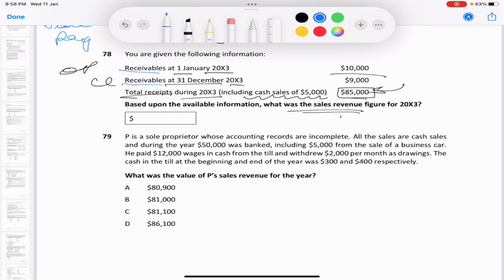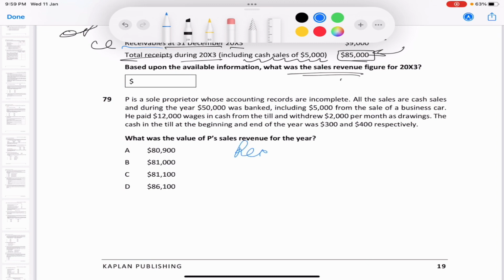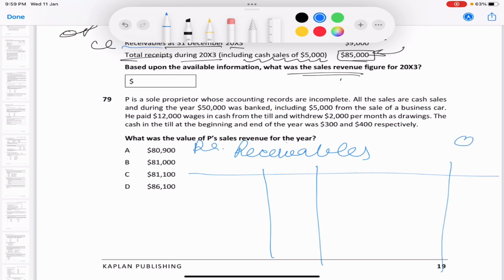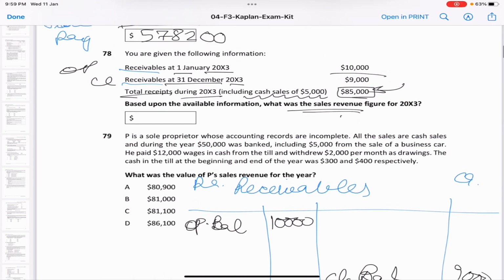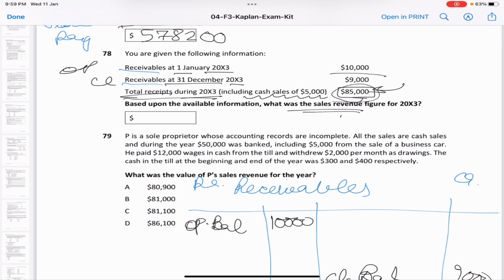Keep in mind, opening receivables and closing receivables are given. What does that mean? I have to open an account only. Simple. Since I have receivables, I am opening a receivables account. As we have discussed in the previous question, what is the balance of receivables? The balance of receivables is on the debit side, right? Because receivables is an asset. So the opening balance given in the question was 10,000. Closing balance is also given in the question. It was 9,000. Total receipts during the year 85,000. So 85,000 was what was received during the year.